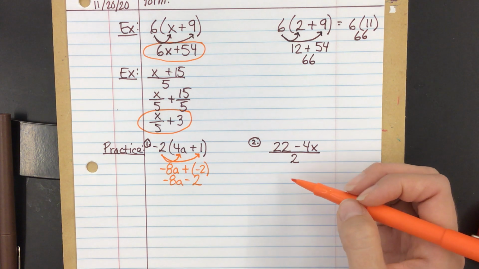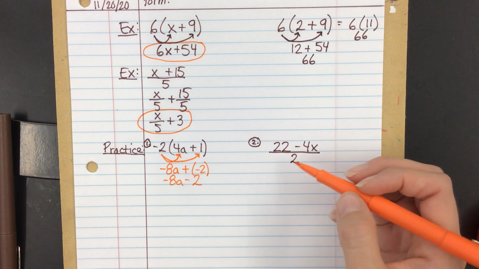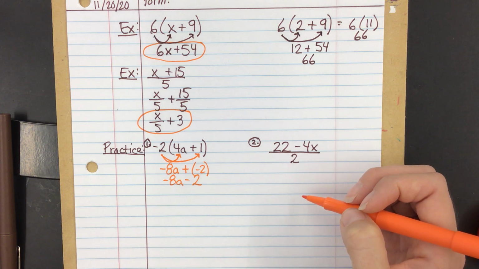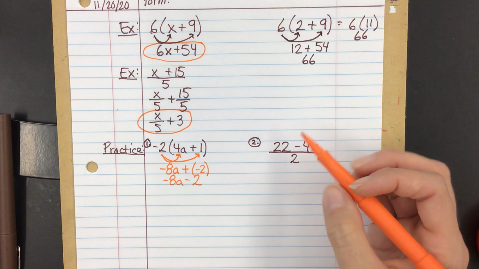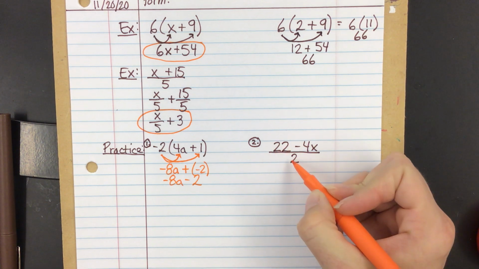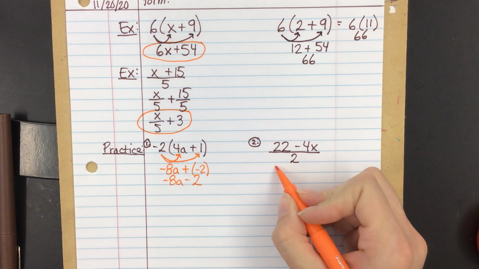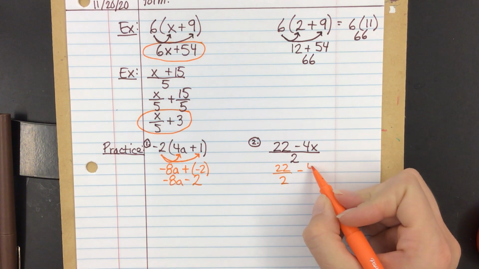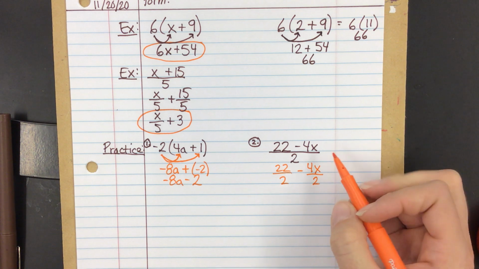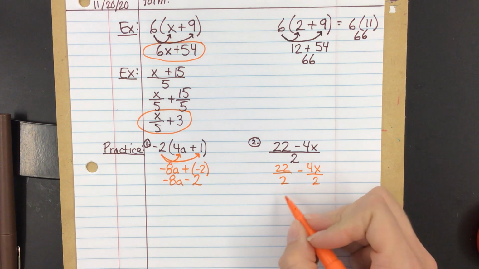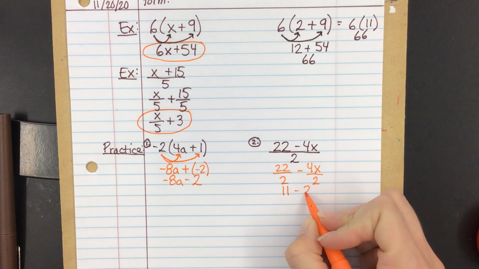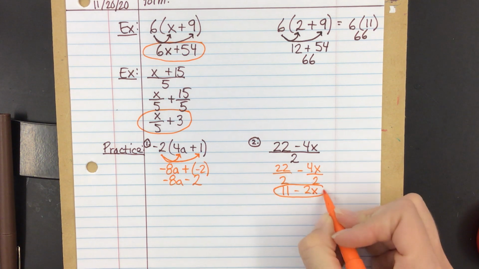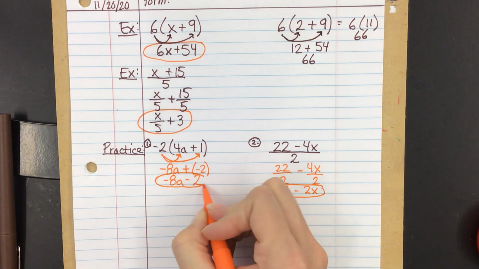Okay, what about number 2? Shauna, what did you get? 11 minus 2x. Anybody get anything different? Okay, well, we're going to distribute this here, so 22 over 2. And then we'll distribute it here, so this is going to be 4x over 2. And then we can simplify, and yeah, I would agree with Shauna. This is going to be 11 minus 2x.